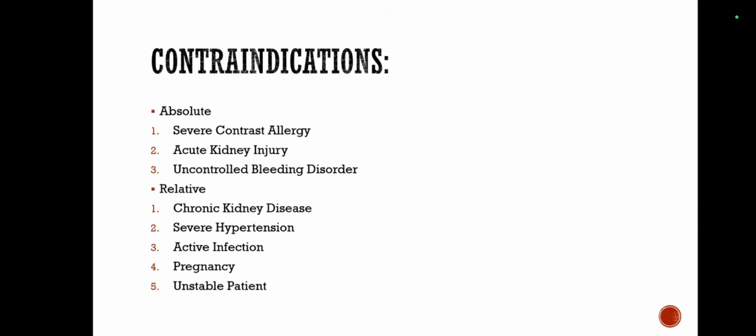And the next is the contraindications. So we are going to see the absolute and the relative contraindications. So in the absolute contraindications, you can see the patient who is having severe contrast allergy cannot have this procedure. The next ones are acute kidney injury and uncontrolled bleeding disorder. And the relative contraindications are chronic kidney disease, severe hypertension, active infection, pregnancy, and unstable patient.